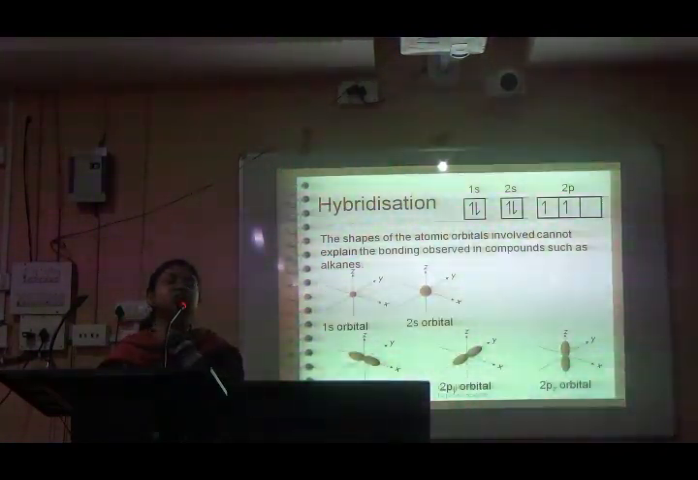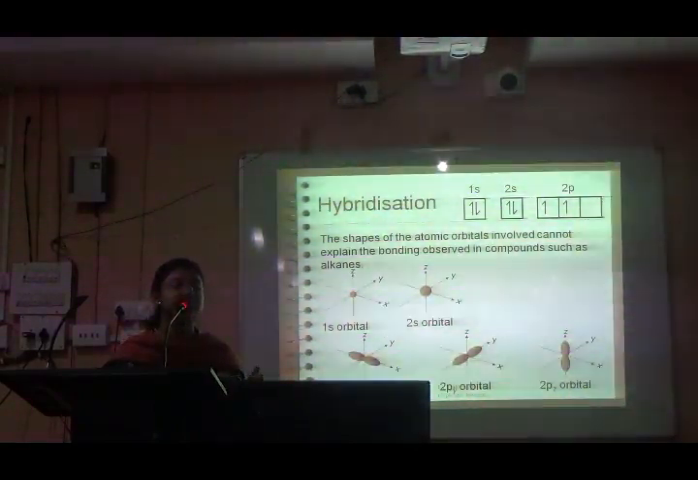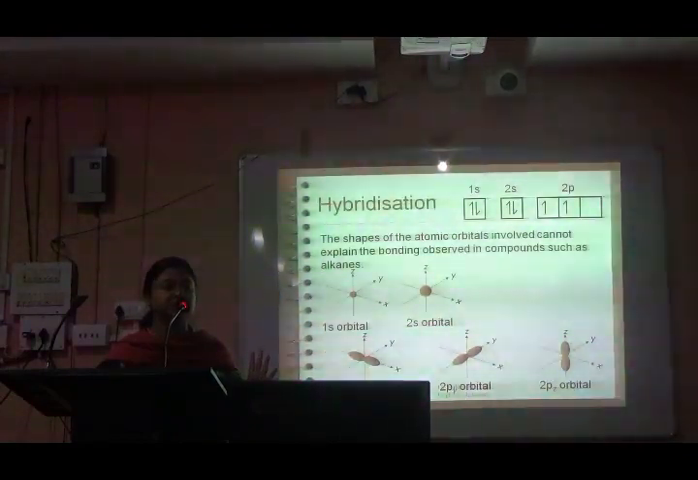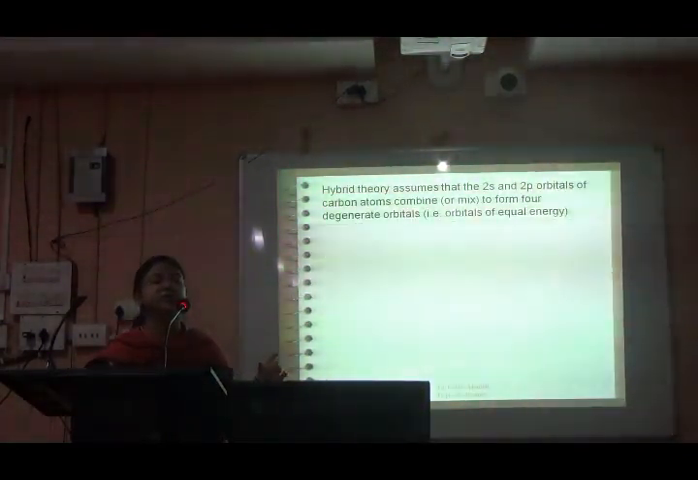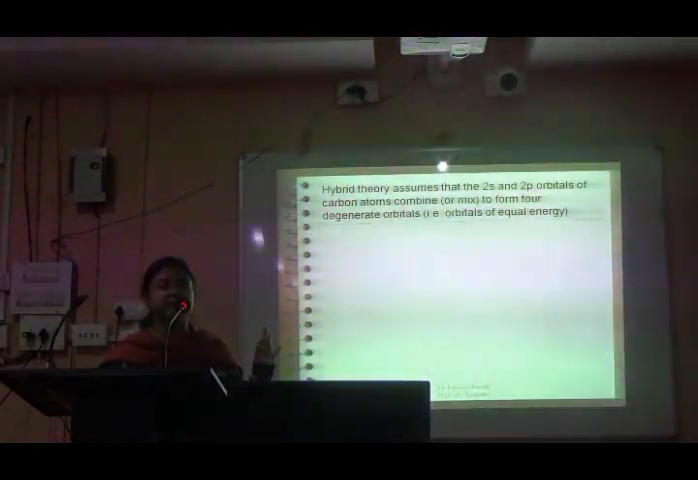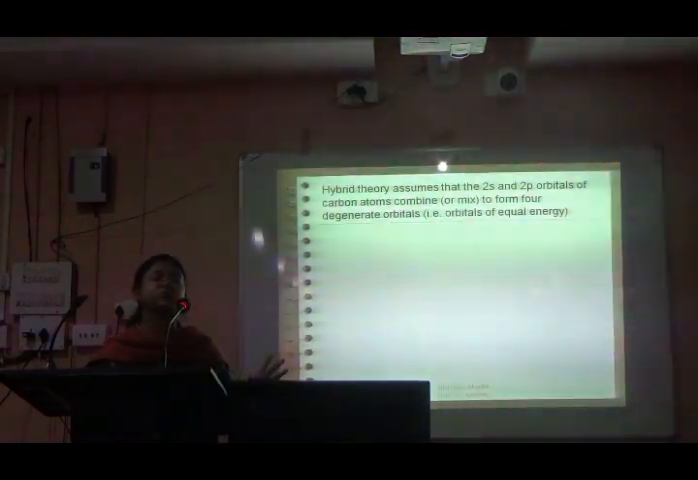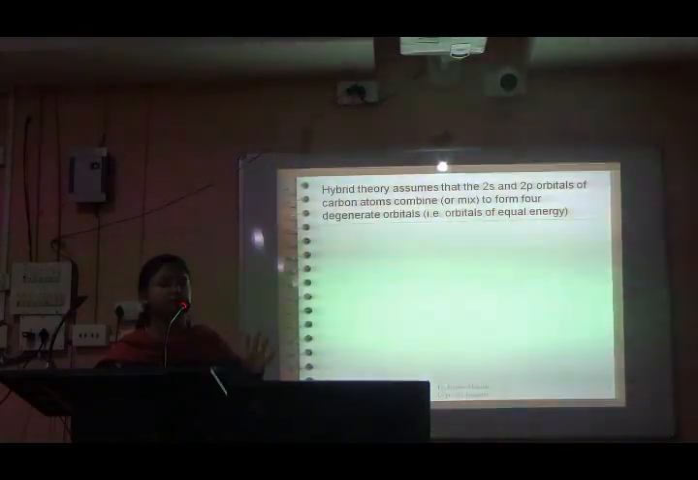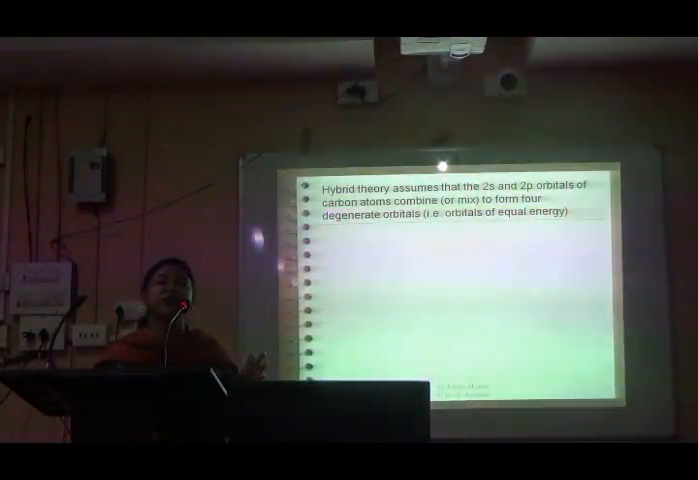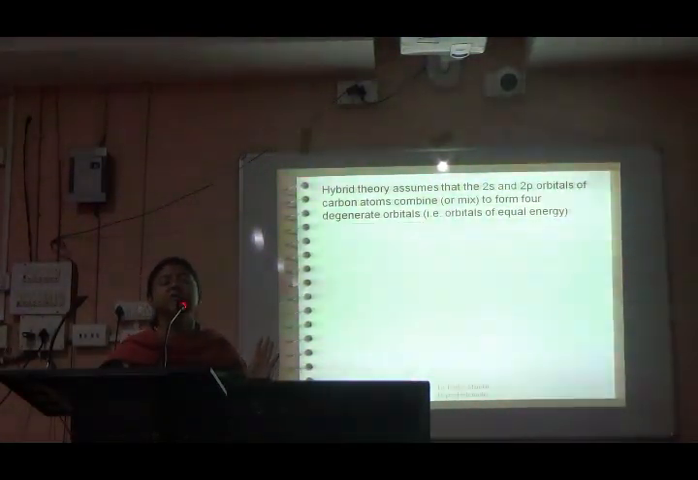First we have to look into the shapes of the different atomic orbitals. S orbitals are spherical and the p orbitals are dumbbell shaped. Okay, fine. Then we have the hybridization theory, which assumes that the electrons of the 2s orbital, because I told in the beginning that only the valence electrons need to be involved, so the 1s orbital we will not look into, the electrons of the 2s and 2p orbitals of carbon mix together and form 4 degenerate orbitals.